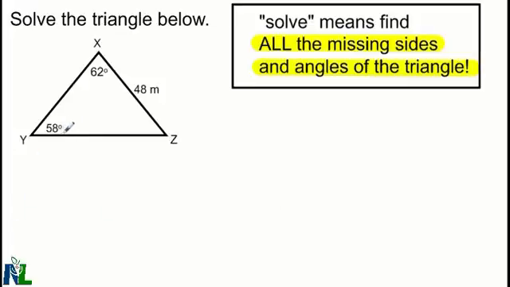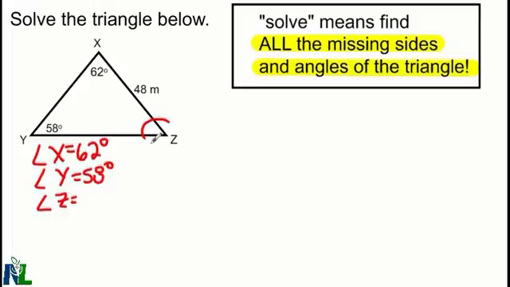So what are we looking at? Here we have angle x, which is equal to 62 degrees. Angle y is equal to 58 degrees. For angle z, there's no angle measure written in, but we all know that the three angles in a triangle add up to 180. So 180 subtract 62 subtract 58 gives me an angle measure of 60 degrees. So angle z here is 60 degrees.